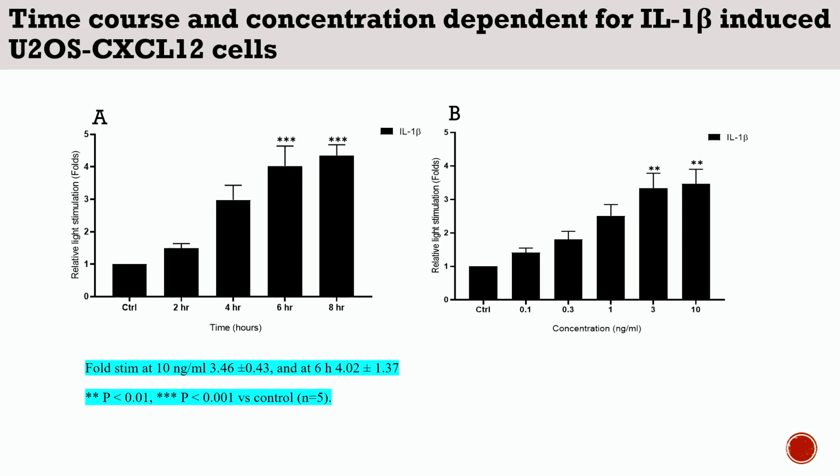At the beginning, my experiment started with identifying the time course and concentration dependence of IL-1 beta-induced CXCL12 activity. As we can see in this figure, IL-1 beta stimulates CXCL12 production starting at 2 hours and reaching a maximum at 6 hours, as in figure A. On the right-hand side, IL-1 beta also stimulates in a concentration range between 3 and 10 nanograms per milliliter.